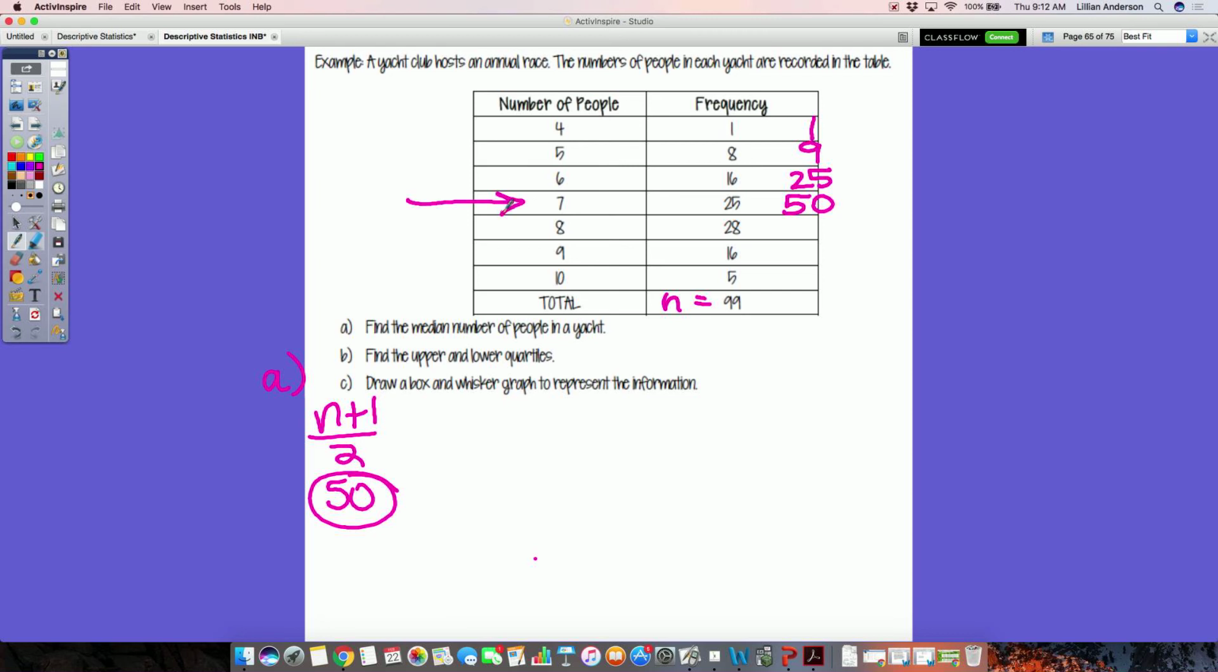So if I were to actually write out all these numbers and go back and forth the old school way with 99 pieces of data, do not do that. But if I were, the middle number would be 7, and that would be my median. That is how you use the formula to figure out that value in a frequency table. Okay?